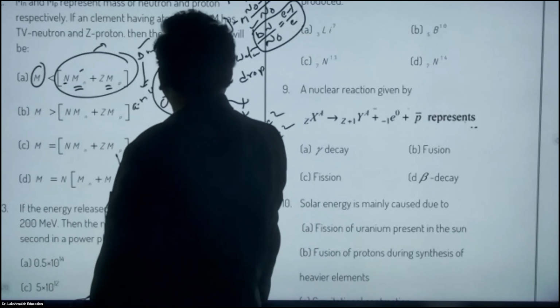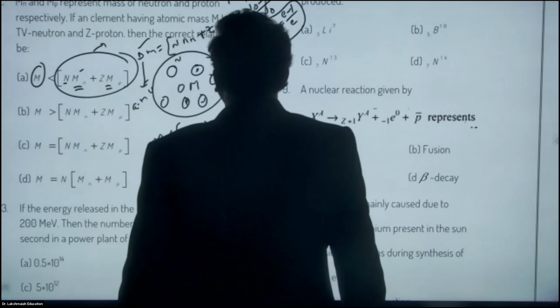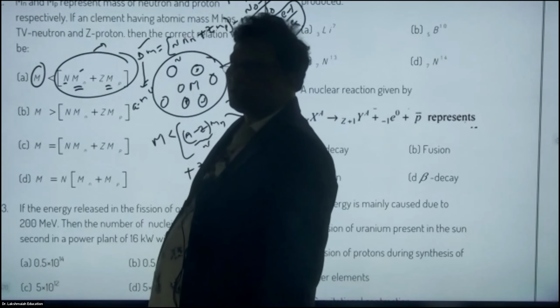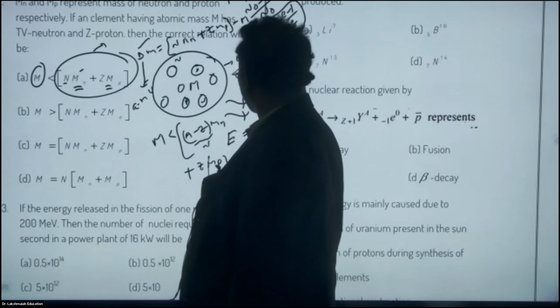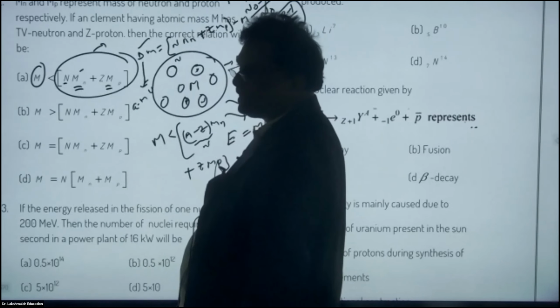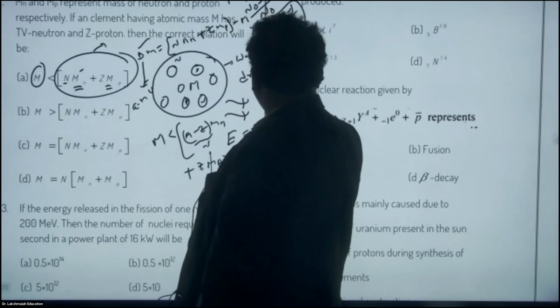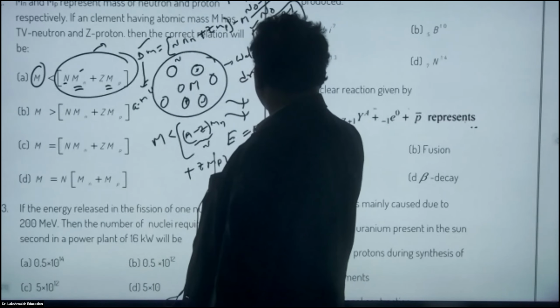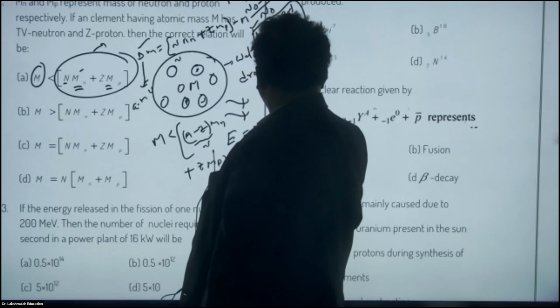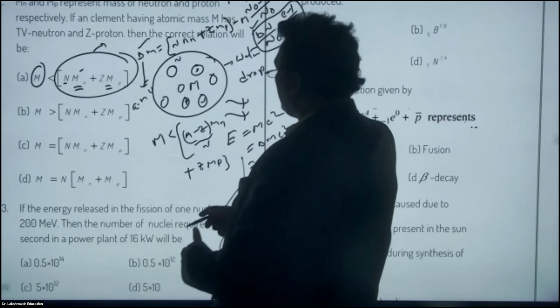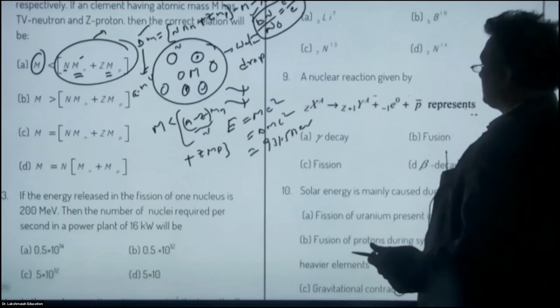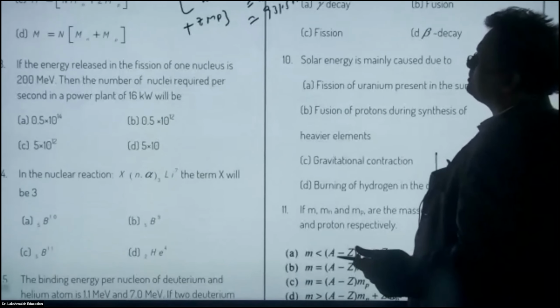What is the atomic mass unit? It is 1/12 of the mass of the carbon atom. That is 1 AMU. So the equivalent energy for 1 AMU is 931.5 million electron volts. Okay, option 1 is correct. Right. Do the second problem. Third problem, please. Do the third one.